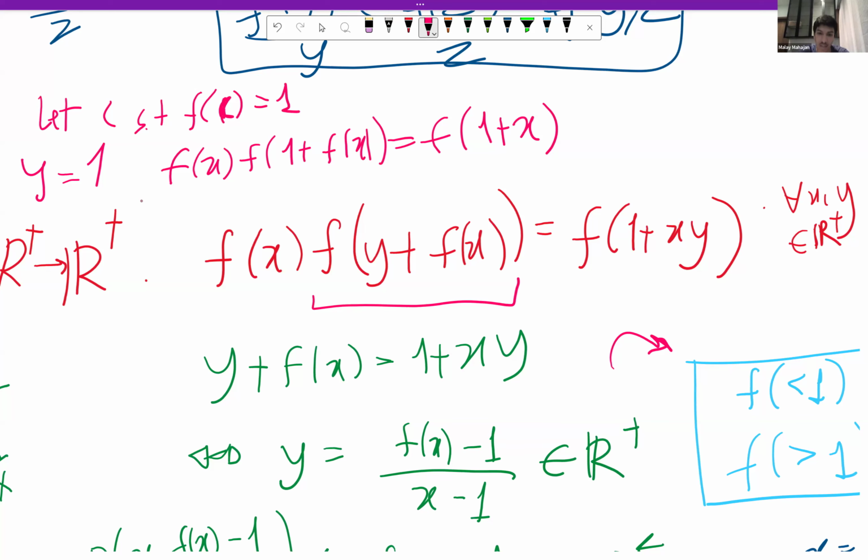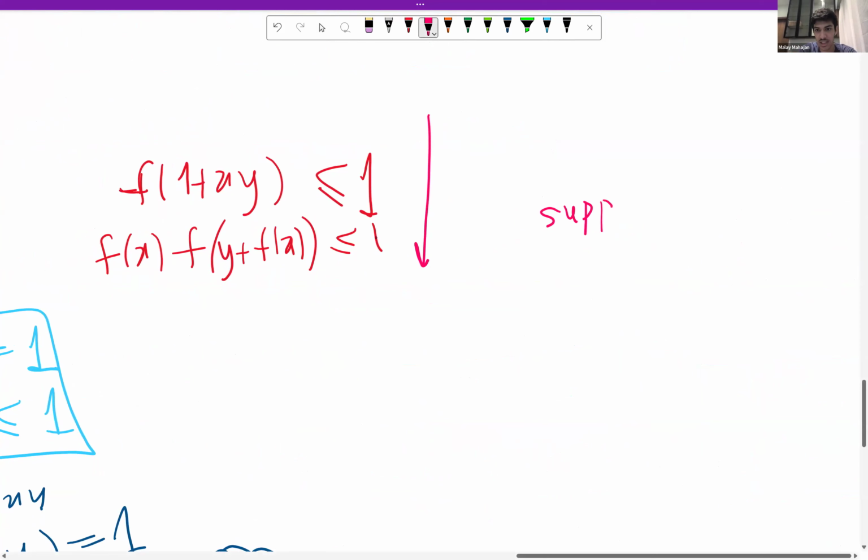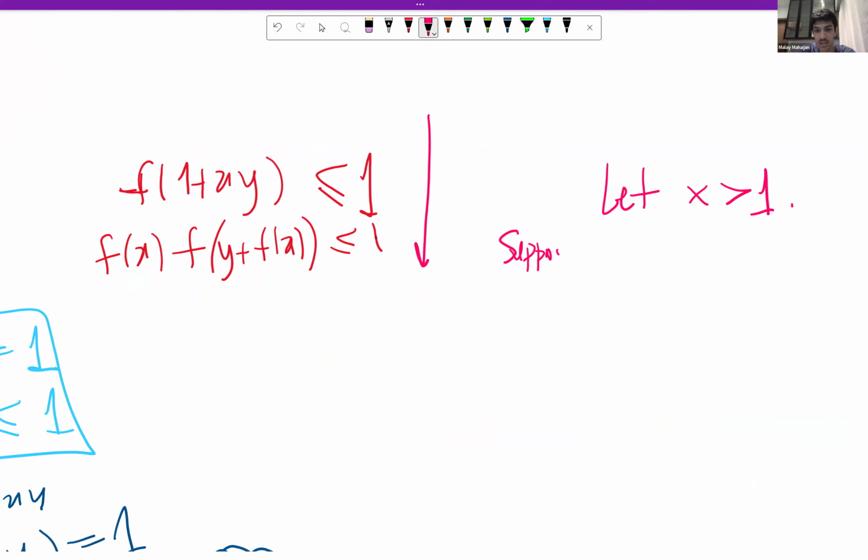So we will do the following thing. Suppose x is bigger than 1. So what do we want to prove? Remember, we want to prove f is constant 1. So let f not be 1, and suppose it is possible. We do know that f(x) is at max 1. This is fine for everyone, right? And I want to show it's equal to 1. Suppose it's not.